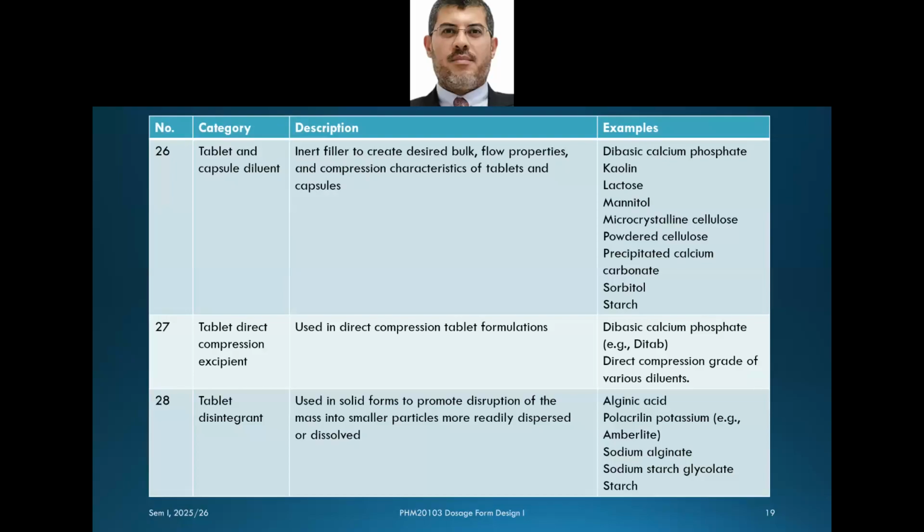Diluents should have good flow properties and compressibility, and will make up the weight of the tablet. And all these materials should be inert as well, with no pharmacological effect. Several materials can be used as diluent. Some of them are cellulose and cellulose derivatives. Some of them are mineral, like kaolin, dibasic calcium phosphate, and precipitated calcium carbonate. Some of them are organic, like sorbitol, starch, and so on. These substances can all be used in the mixture.